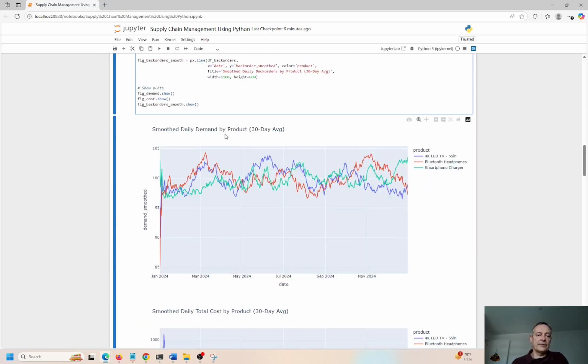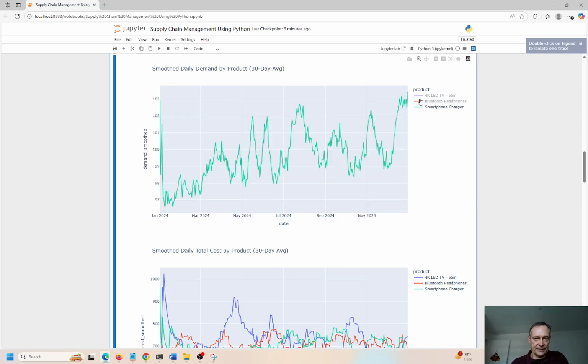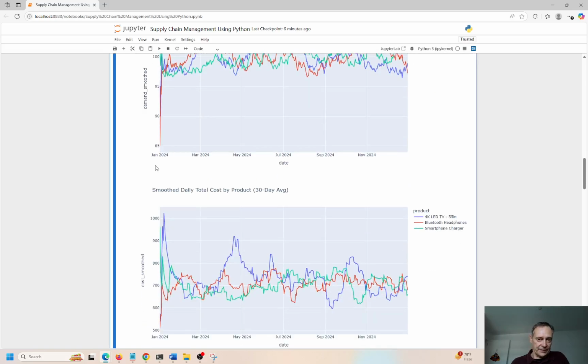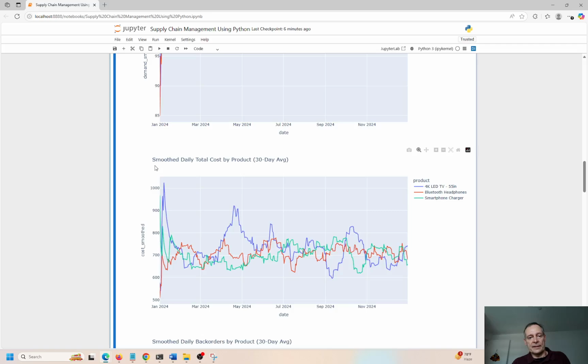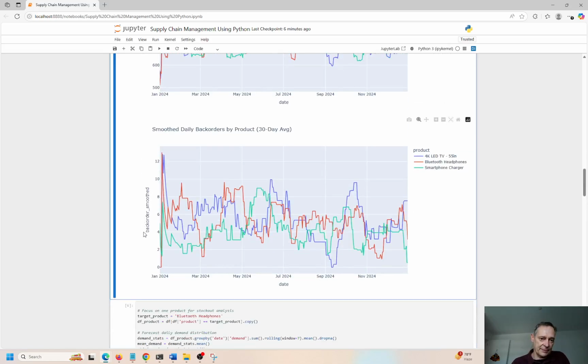So this is the 30-day smoothed daily demand for the products. So we have the 4K LED television. And I love these plotly charts, how you can click on these different elements and they collapse or they are exposed, right? So here's the product by date, cost, smoothed. This is the demand smoothed, and this is the back order smoothed on the y-axis. Okay, so these are just the transactions over time for the television, for the Bluetooth, and for the smartphone.